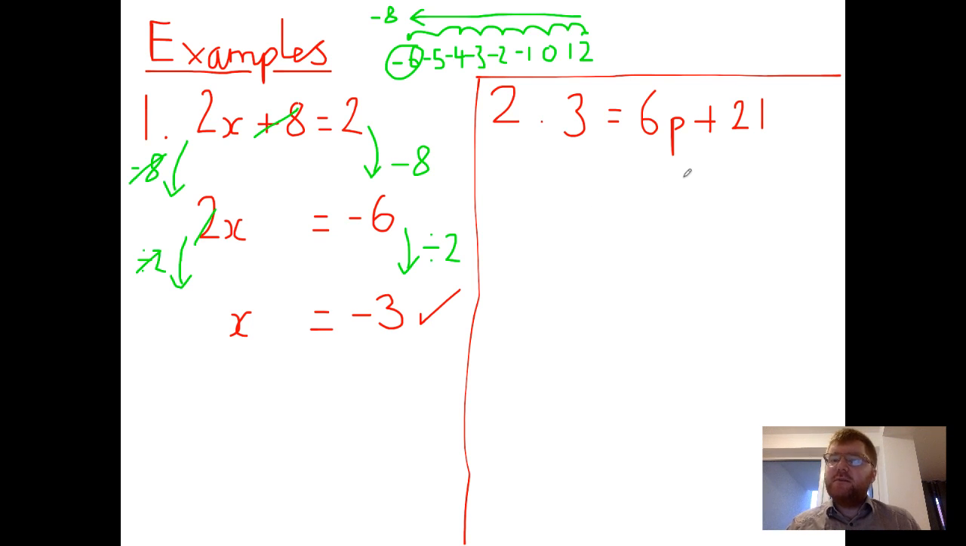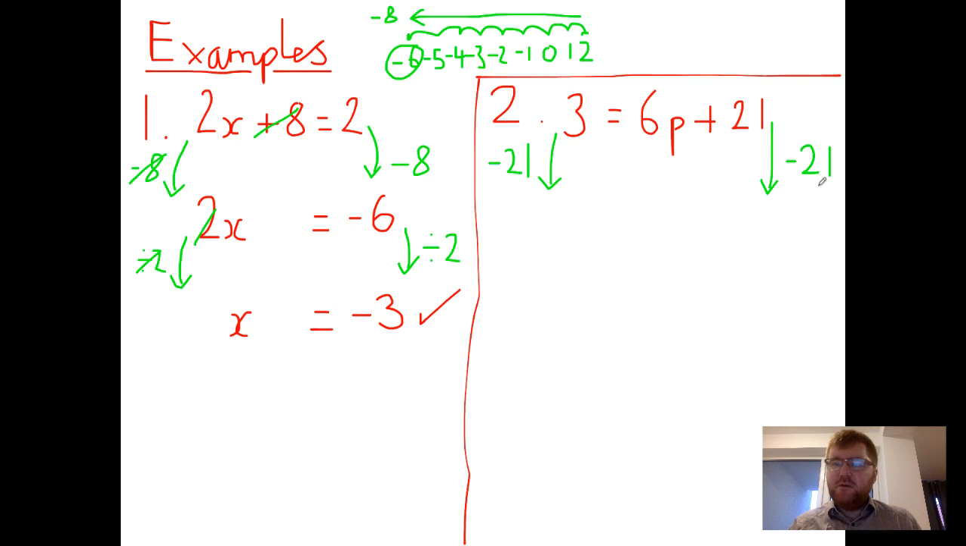So 3 equals 6p plus 21. So we look at the number next to the p. What's the opposite of plus 21? Well, that's going to be minus 21. And we do that to both sides of the equation, like so. So let's work this through.